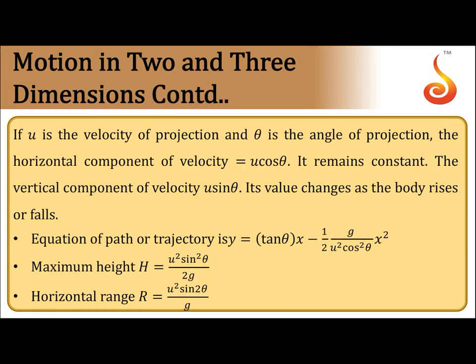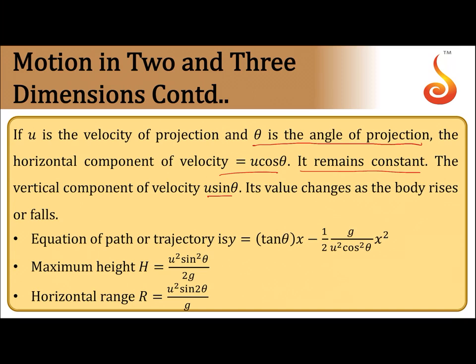If u is the velocity of projection and theta is the angle of projection, it is the angle made by the initial velocity vector with the horizontal, then the horizontal component of velocity is u cos theta and the vertical component will be u sin theta. U cos theta remains constant and the vertical component of velocity keeps changing, as it is subjected to gravity.